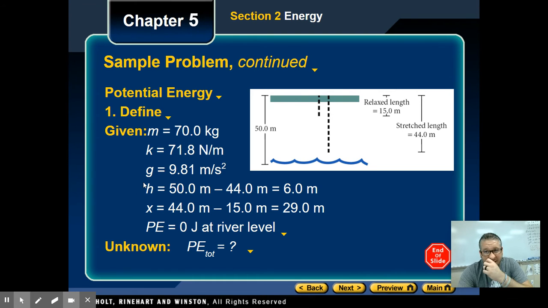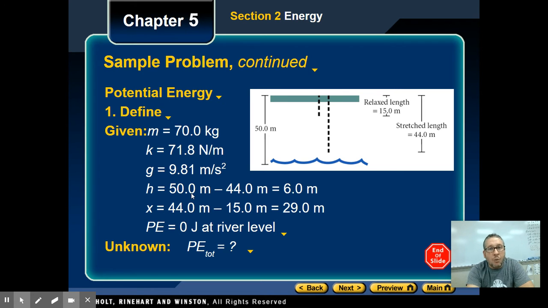Gravity is going to be constant here on Earth, at least at 9.81 meters per second squared. Now, we have to use our height when we are calculating the gravitational potential energy. The stuntman started at 50 meters, and the elastic bungee cord stretched all the way to 44 meters.